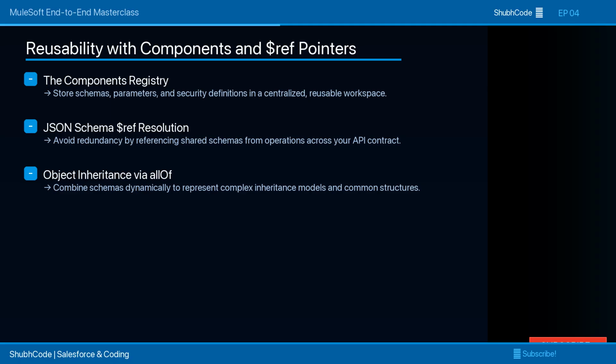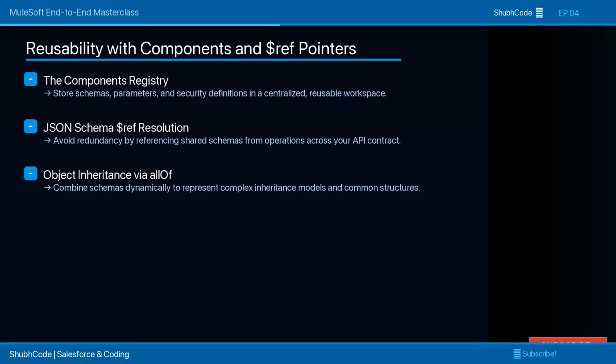Instead of declaring a complex customer object inline across 5 different operations, you define it once under components/schemas/Customer, and reference it using the string format $ref, #/components/schemas/Customer. When the APIkit router in Mule 4 processes this, it dynamically resolves these local references at deployment time, keeping the compiled memory footprint minimal.